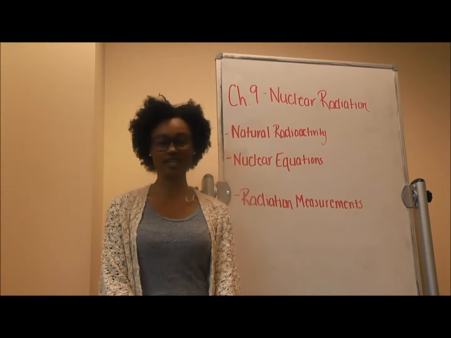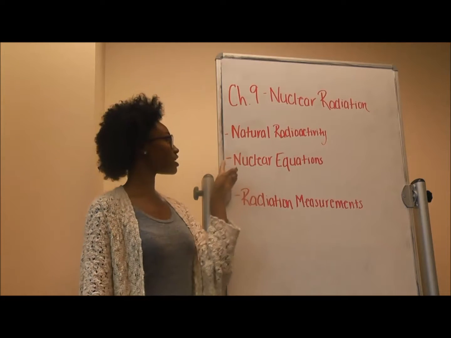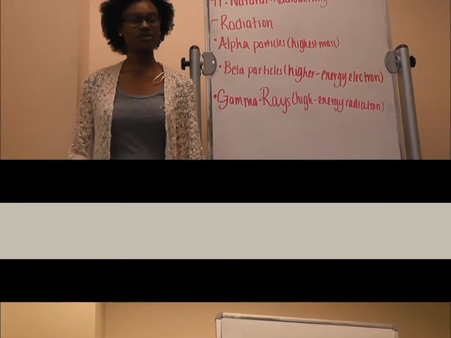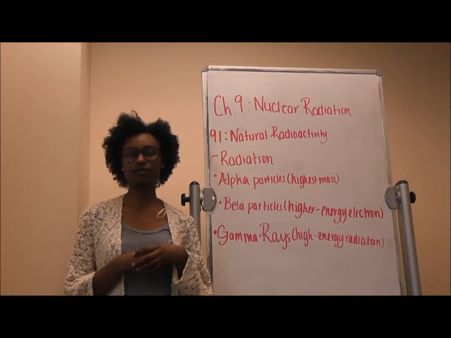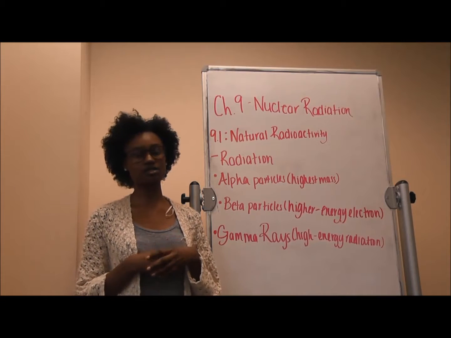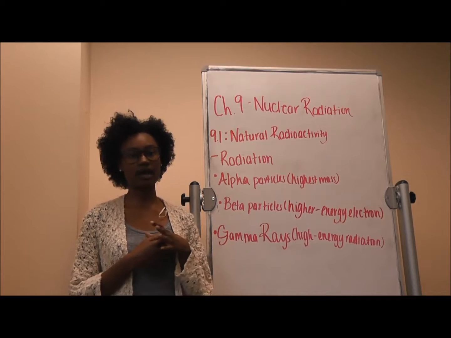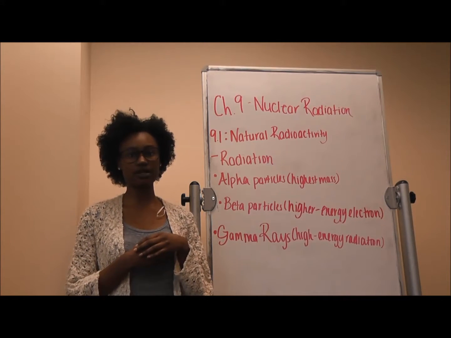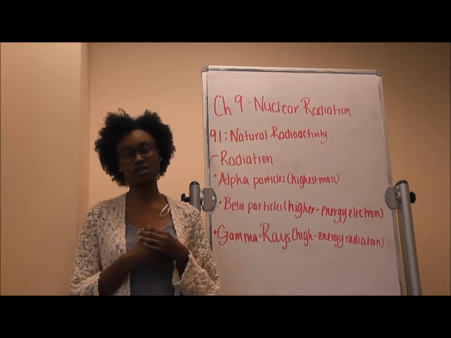The topic for our QEP project is based off of nuclear radiation, involving the subtopics natural radioactivity, nuclear equations, and radiation measurements. Most naturally occurring isotopes of elements have a stable nucleus. An atom has a stable nucleus when the forces of attraction and repulsion between the protons and neutrons are balanced. On the other hand, an unstable atom has a nucleus with too many or too few protons compared to the number of neutrons, which means the forces between the protons and neutrons are unbalanced.